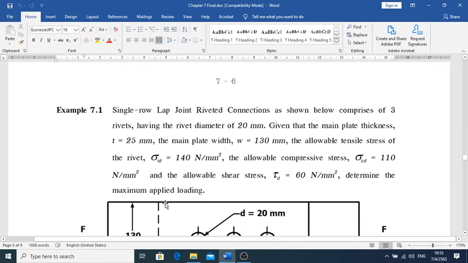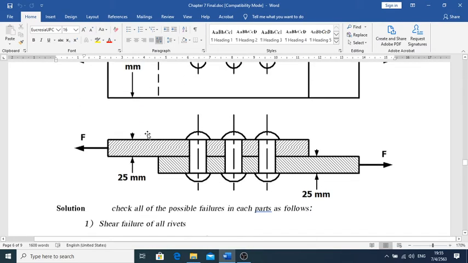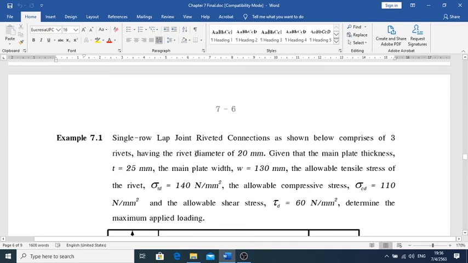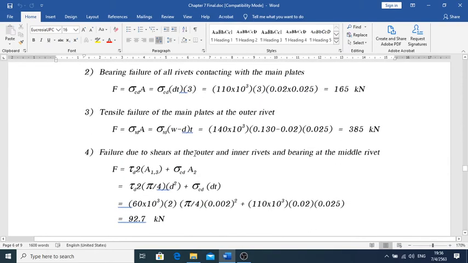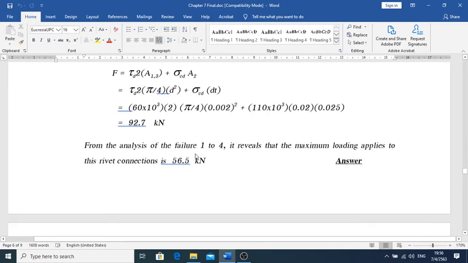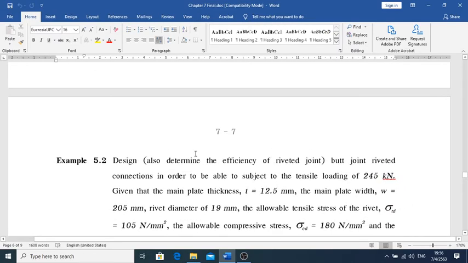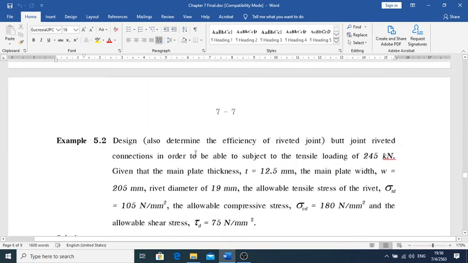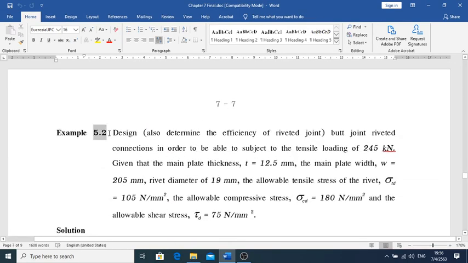So in Example 7.1, we show you some of the lap joint design, things like that. Okay, you may go over it by yourself for 7.1. Okay, it's very straightforward, things like that. Okay, and 5.2. Okay, I'm sorry, this is going to be 7.2. I'm sorry, change it to be 7.2. Okay, design. This is very good.